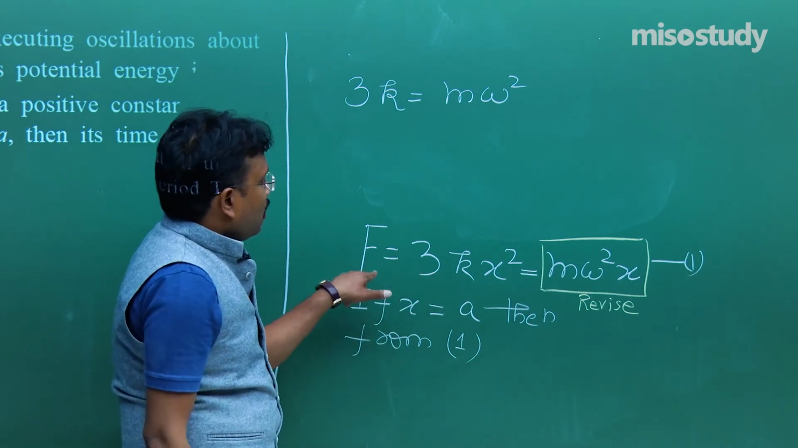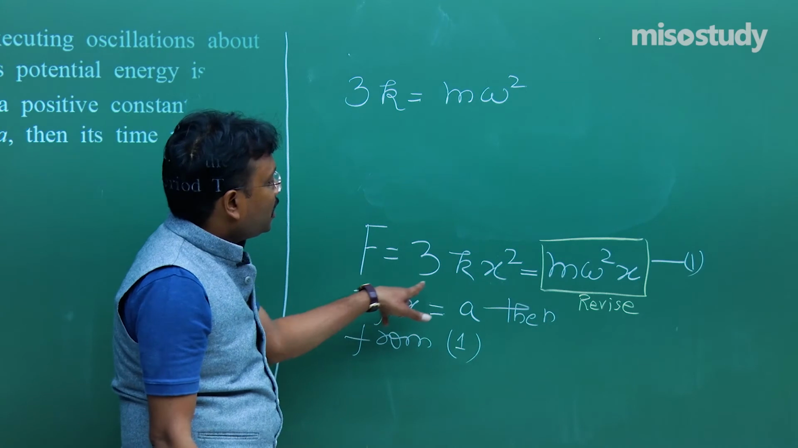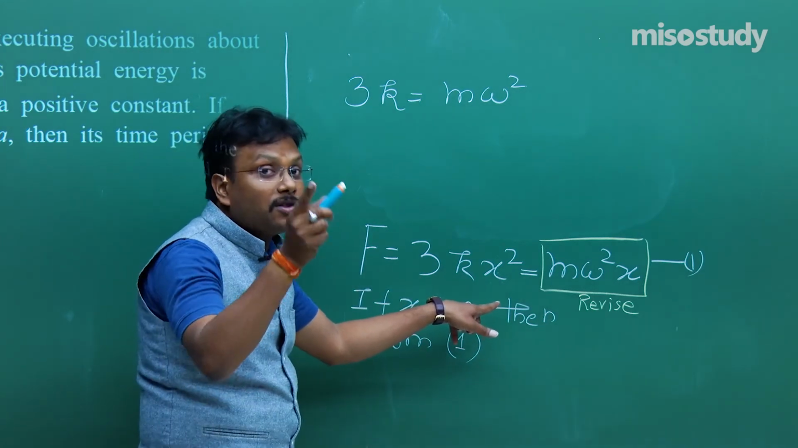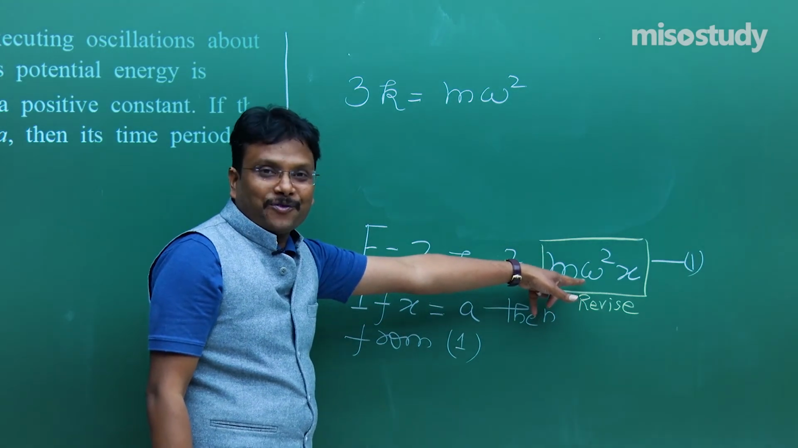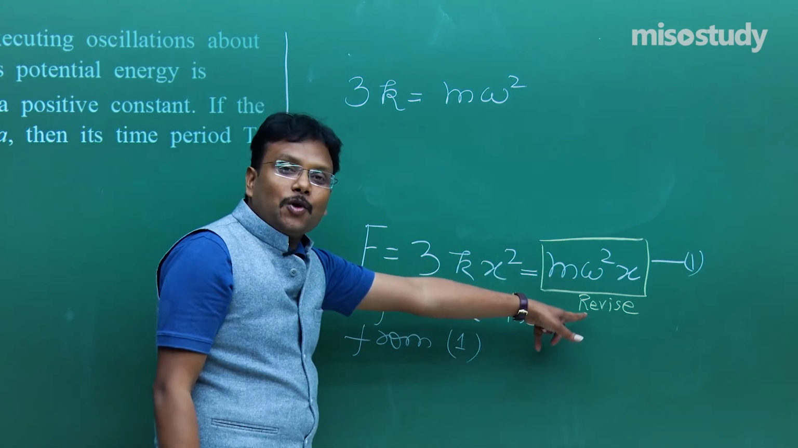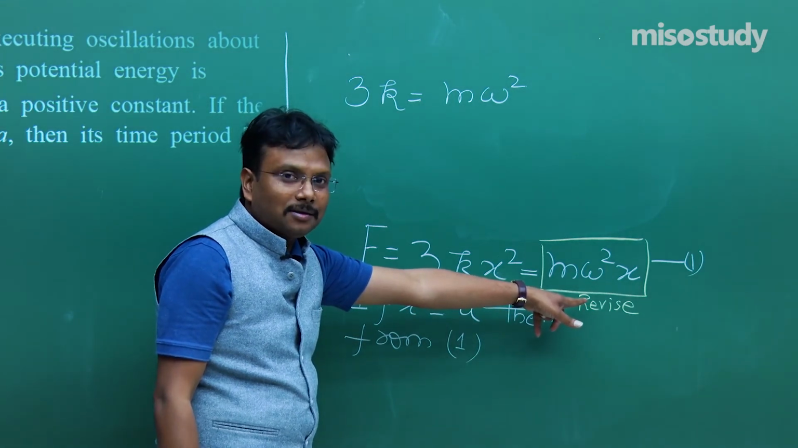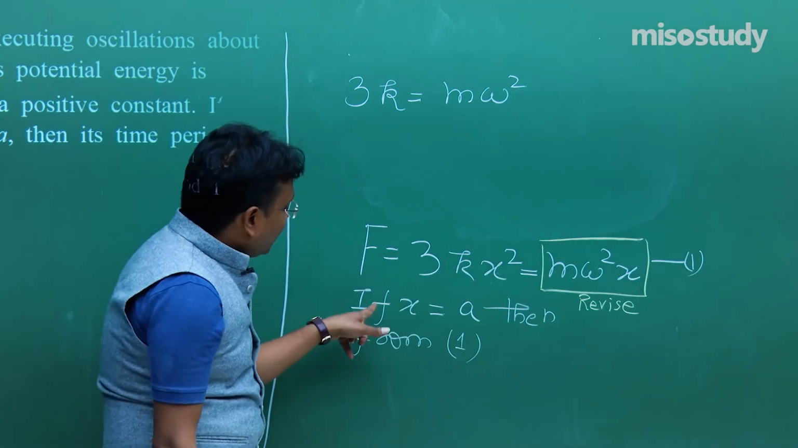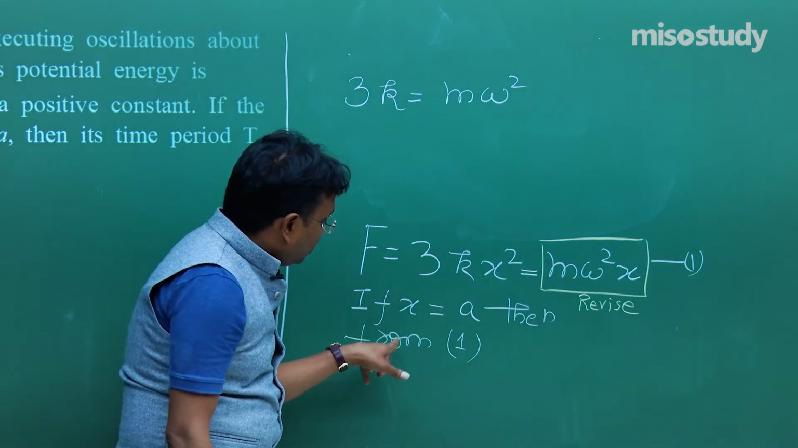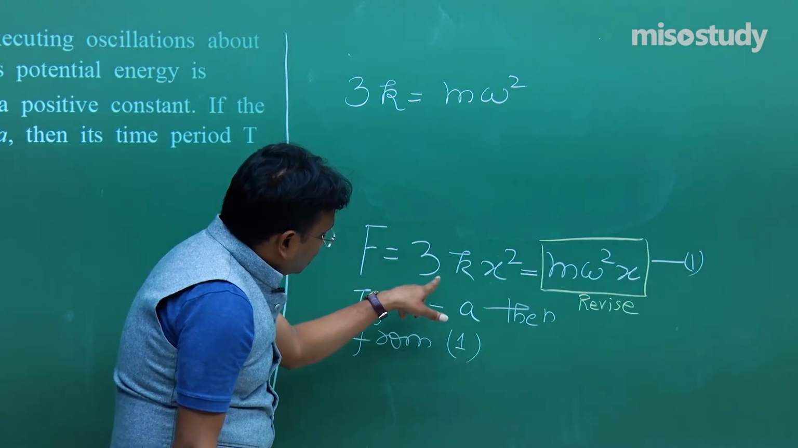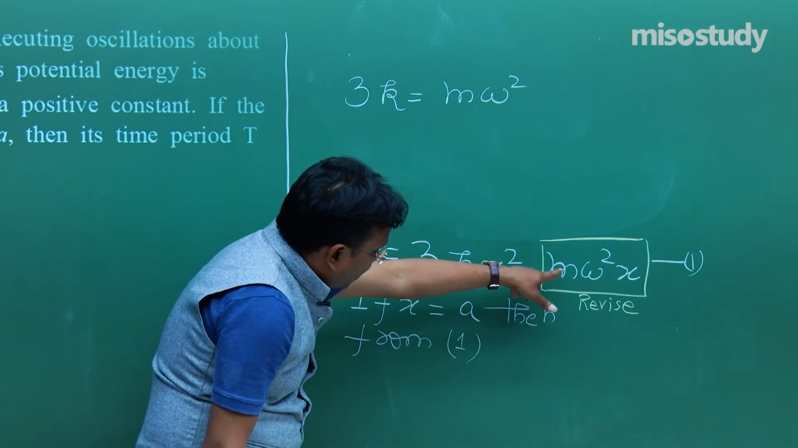Please be with me. We calculated the force by first order differentiation, 3kx square, because x was in cube, and that we said is m omega square x. Fine. And I mentioned over here you have to revise it. I think I should give you a hint. Then I am saying if x is equal to a, maximum amplitude, then from equation number 1 this is going to be 3k is equal to m omega square.